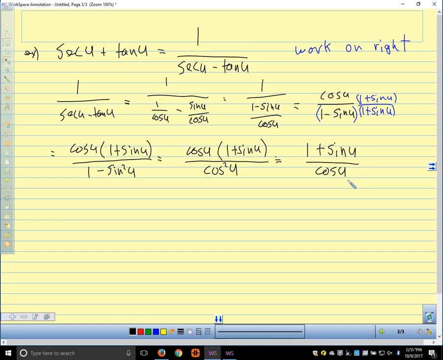So I did a fair amount of work to go from cosine u over 1 minus sine u to 1 plus sine u over cosine u. But now I just have one denominator. I have a common denominator. I can split those up: 1 over cosine u plus sine u over cosine u, which is secant u plus tangent u. So it's kind of like magic.